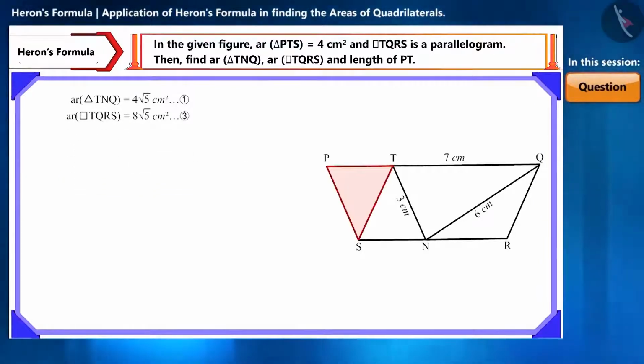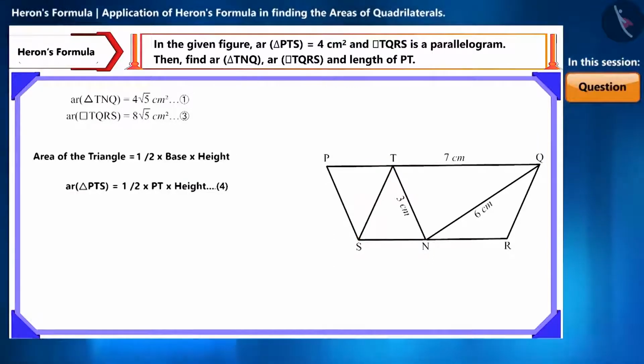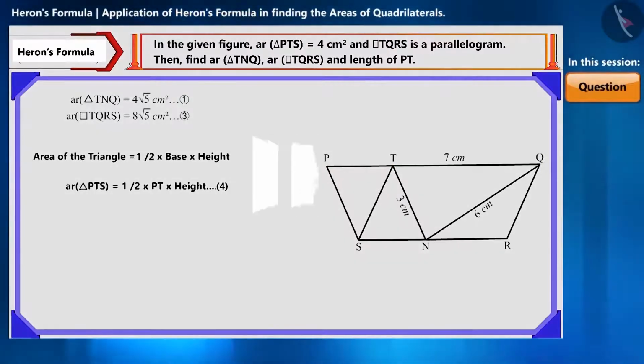In the next part, in triangle PTS, we need to find the length of PT. We know the area of the triangle PTS. Here, we don't have any information about the sides. If we can somehow find the height of this triangle, then using the formula for the area of a triangle, half multiplied by base multiplied by height, we can find the length of the base PT. Friends, you can pause the video and try to find a way to find the height.